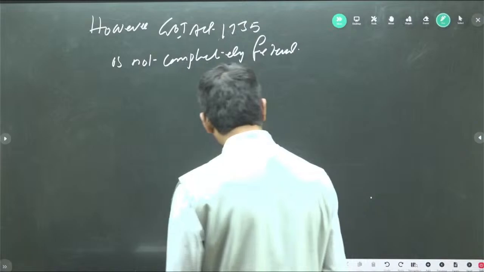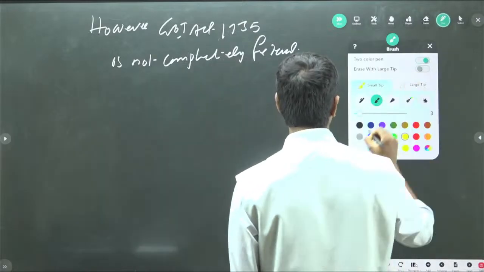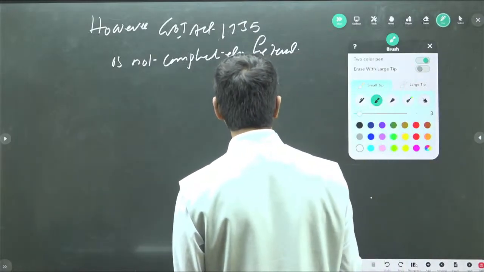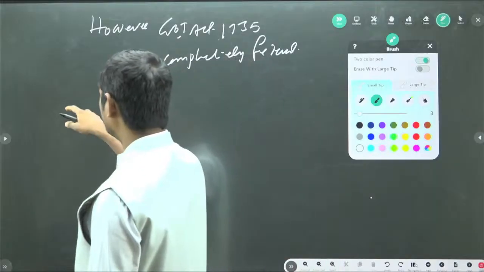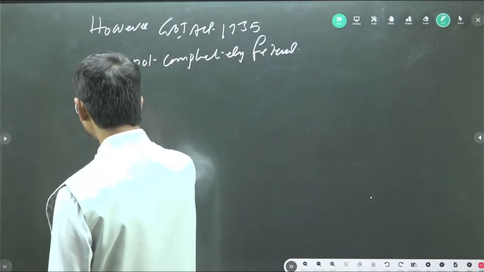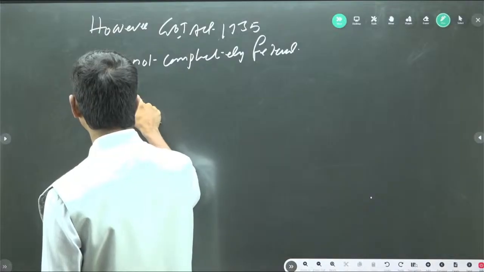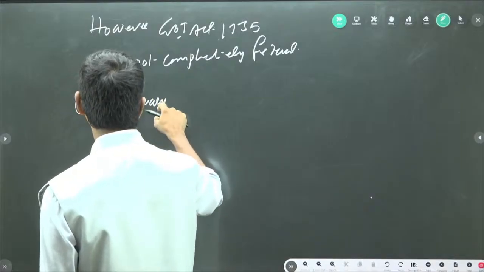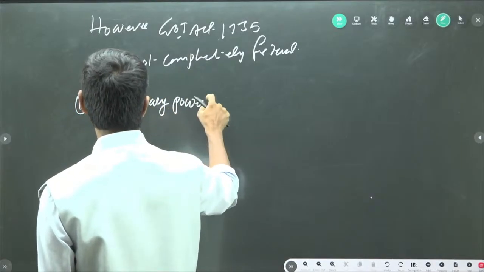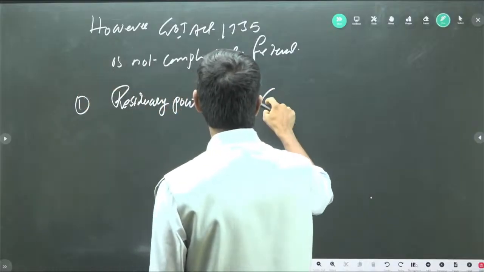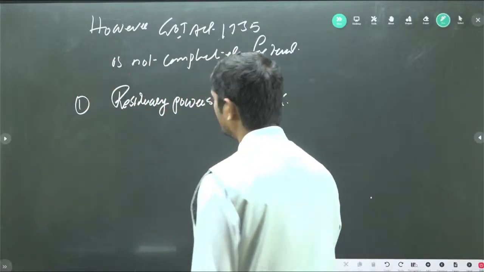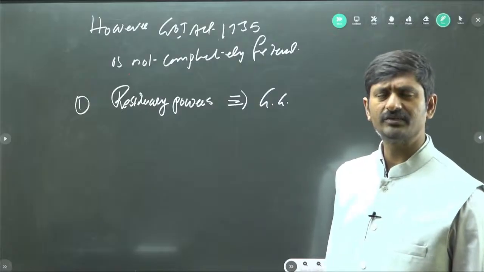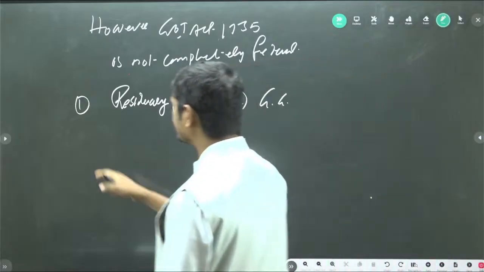Okay, so let us see how it is not completely federal. What are the features which make it not completely federal? So number 1 is the residuary powers. The residuary powers are given to the Governor General. Okay, so the Governor General or Viceroy had the residuary powers.